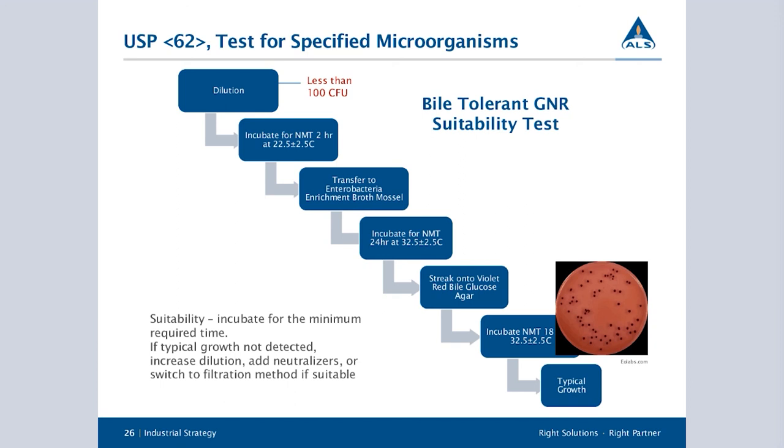Then when growth is observed, you would subculture that into the violet red bile glucose agar, and then incubate that for not more than 18 hours. Then you're looking for the growth. It's very similar to the other process. If growth is not detected or inhibited, you will need to increase your sample dilution, add neutralizers, or switch to filtration.